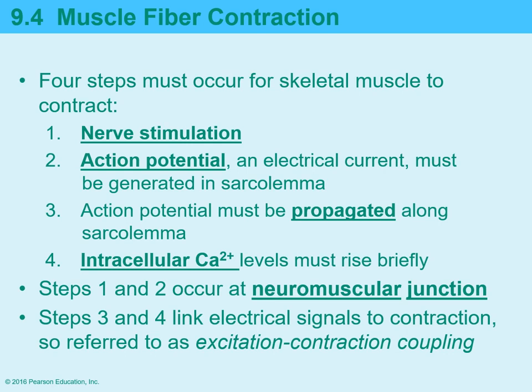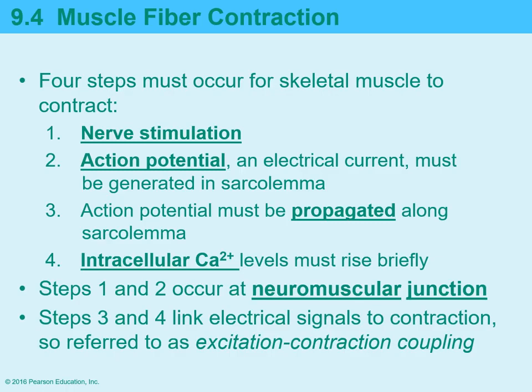That action potential has to move. It can't stay in one spot. It has to move, or what we call propagate, along the sarcolemma. And then you have to have levels of calcium inside the cell. They have to rise because that's going to trigger the contraction. So these 4 steps have to occur in a certain order before you ever even get to contraction.